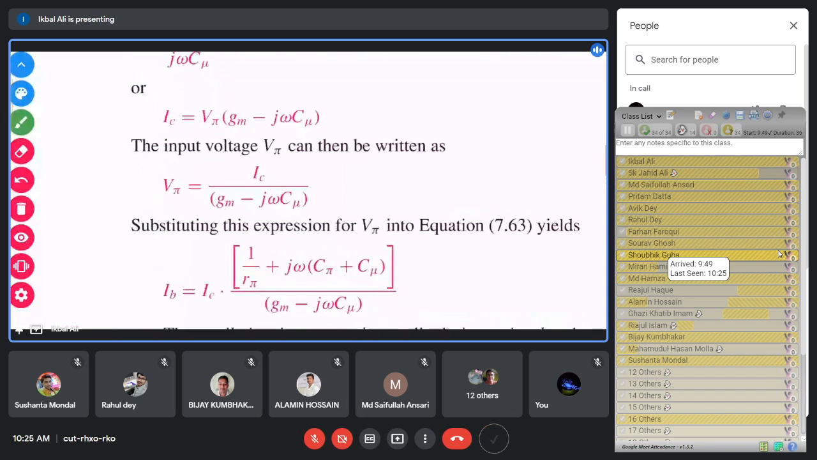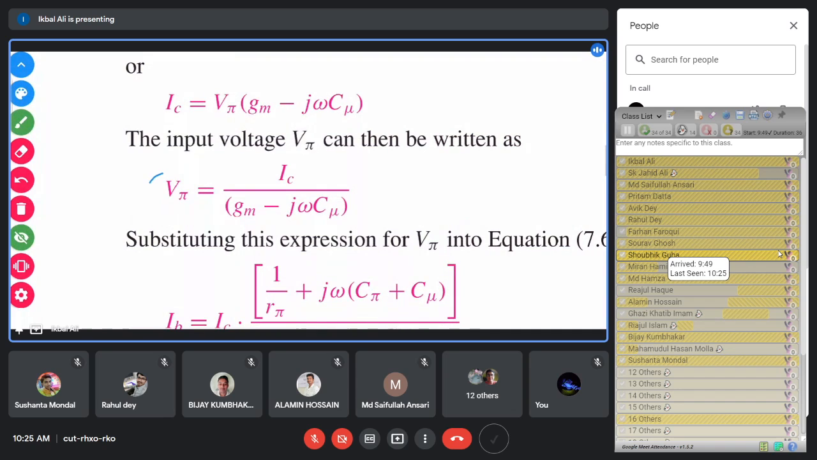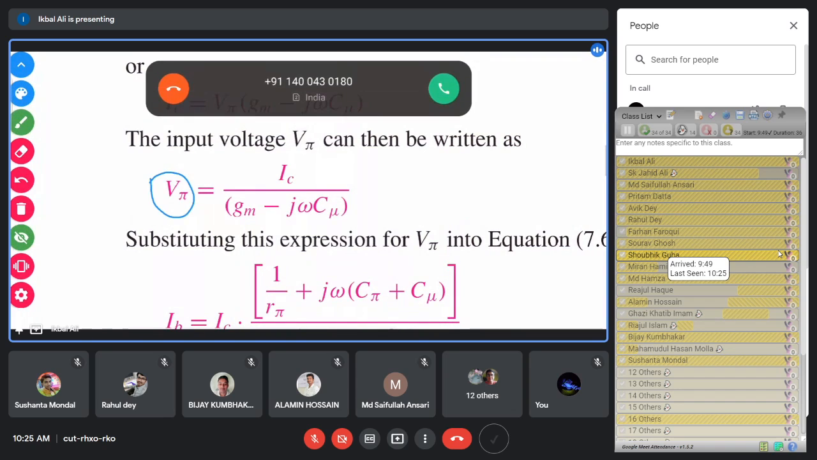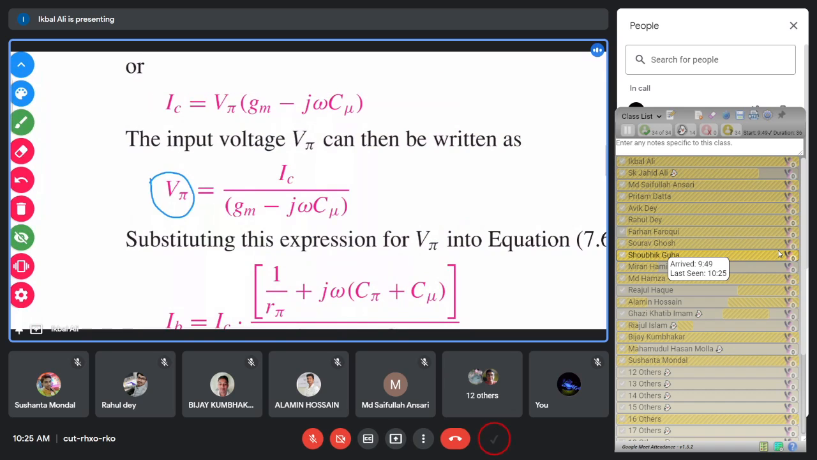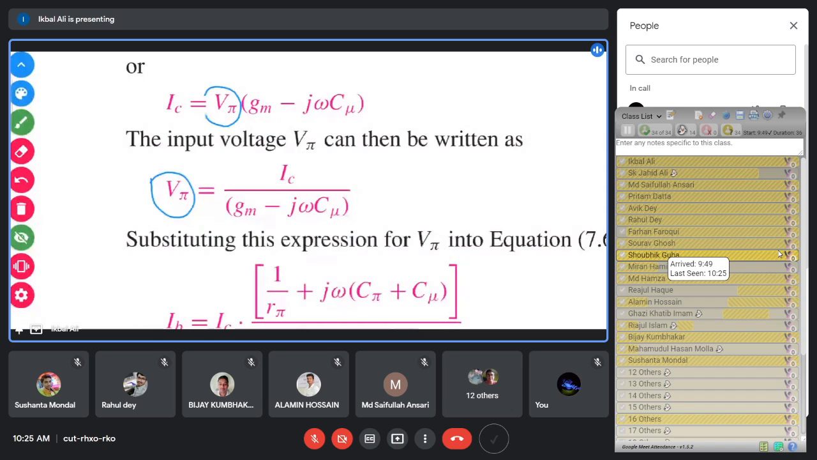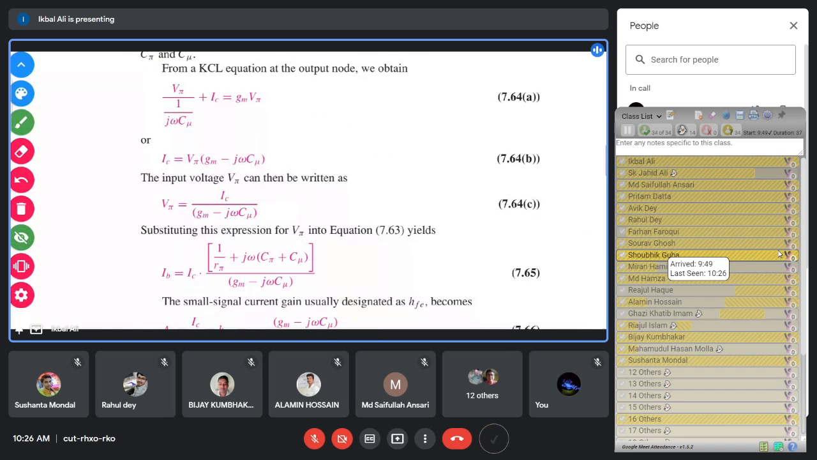Now, from this equation, we extract V pi. It is very simple. If we extract V pi from here, it will be just IC divided by Gm minus j omega c mu. So this is the equation for V pi, and you know that V pi is the base emitter junction voltage, forward bias. Then this V pi expression, which we have obtained from the collector node, we will substitute into the KCL equation for the base node.